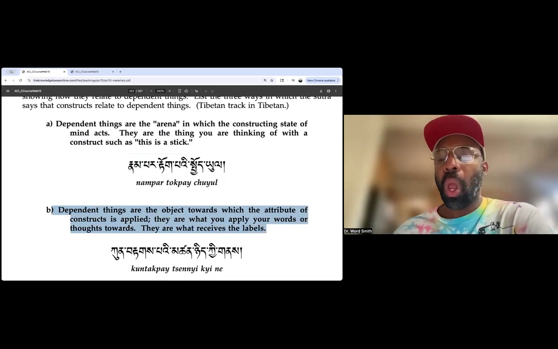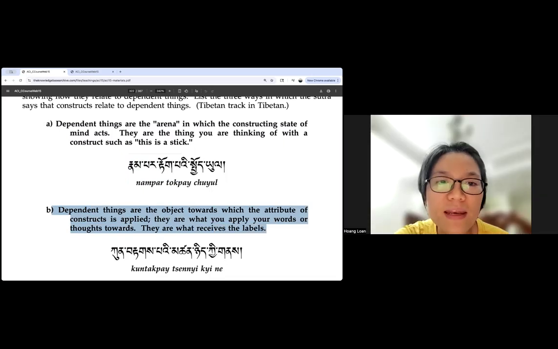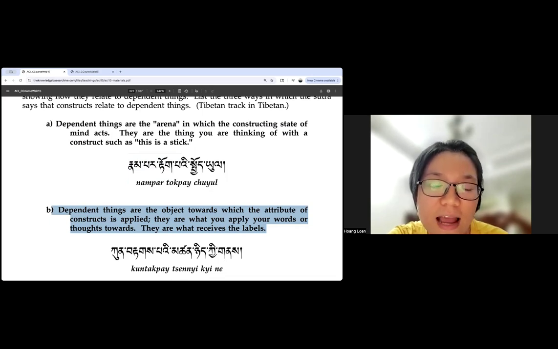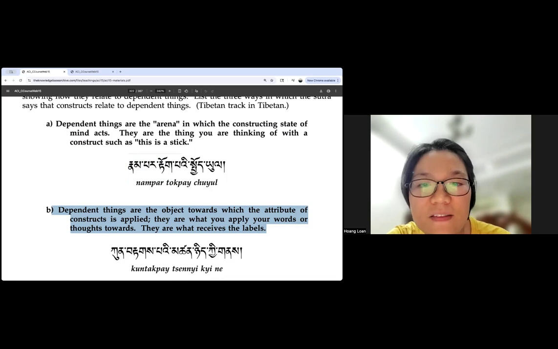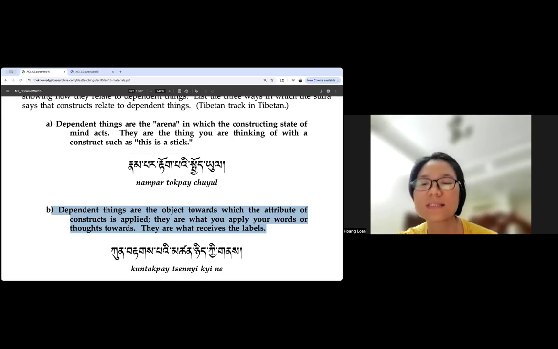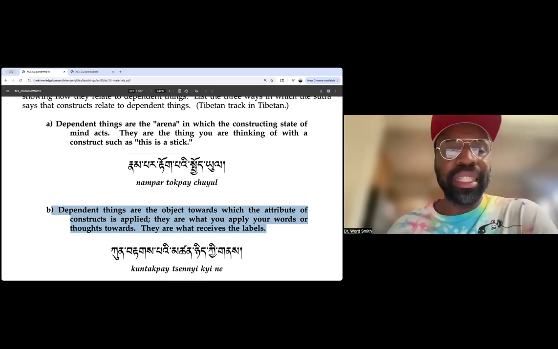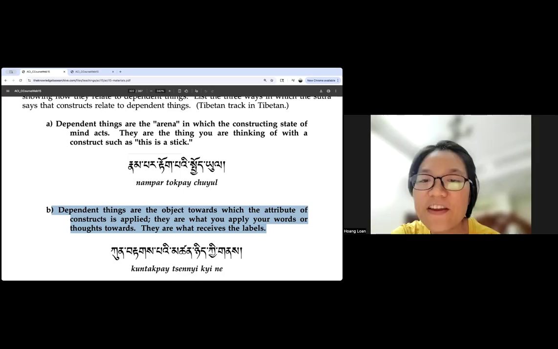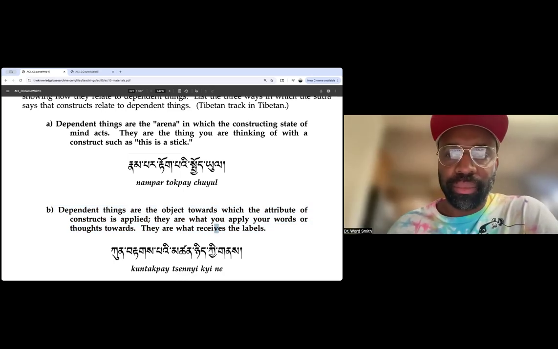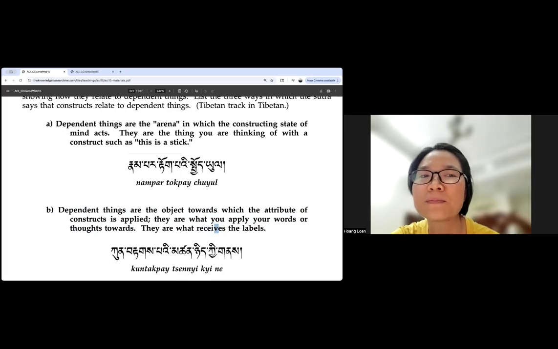Read this, Lauren. Dependent things are the object towards which the attribute of constructs is applied. They are what you apply your words toward. They are what receives the labels. You've got to work on this: receives. Yeah, good. Receives the label.